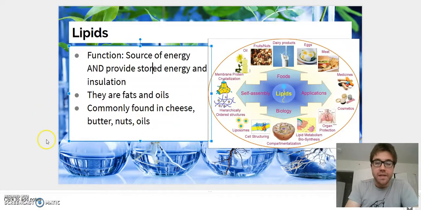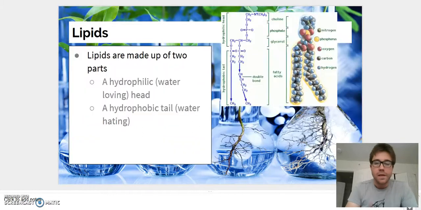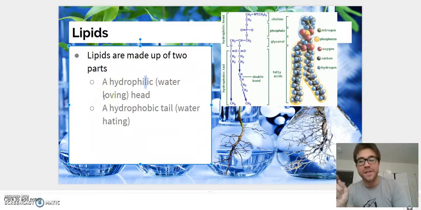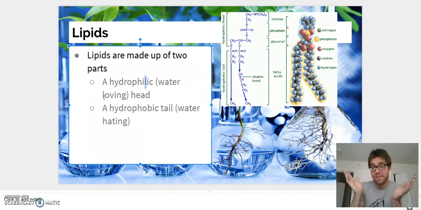You can find lipids in cheese, in butter, nuts, and in oils. Lipids are incredibly important because they serve these 3 functions that I was talking about: energy, storing energy, and insulating. Lipids, when you look at them really close, are made up of 2 parts that you need to know. The hydrophilic head, the part that likes water. Hydrophilic means water-loving. And the hydrophobic tail, the part that does not like water. It's afraid of water. Remember the L in hydrophilic? Think about it as the L in loving. Hydrophilic, the L, like, love. So those are 2 parts of a lipid: hydrophilic head and hydrophobic tail.